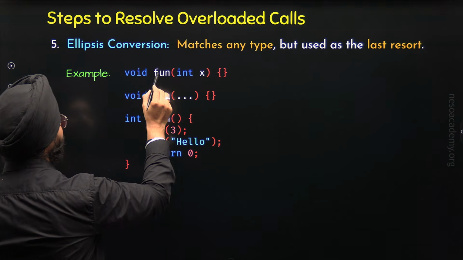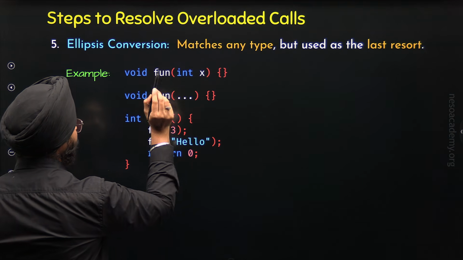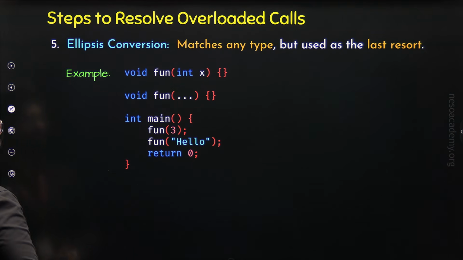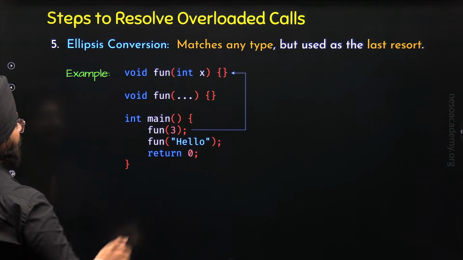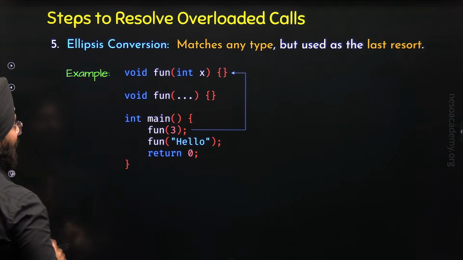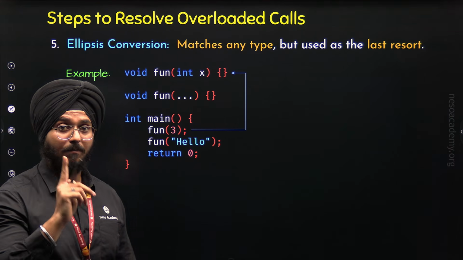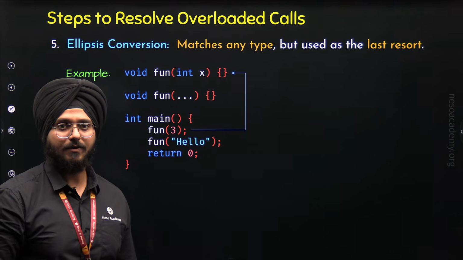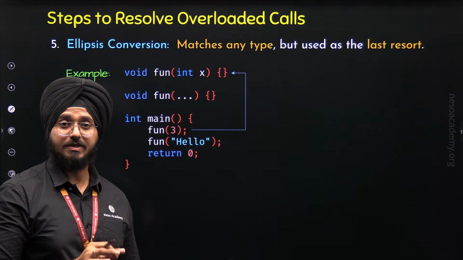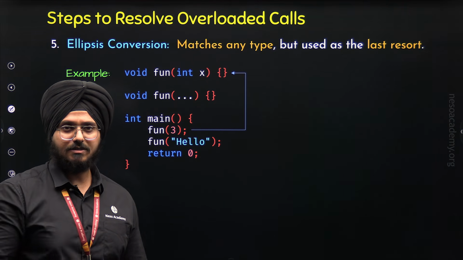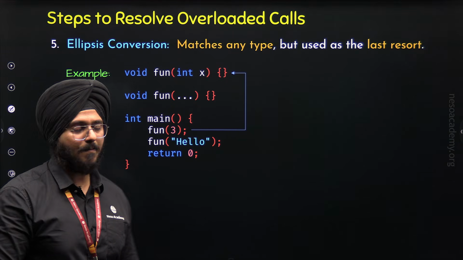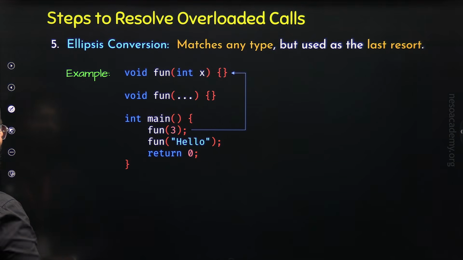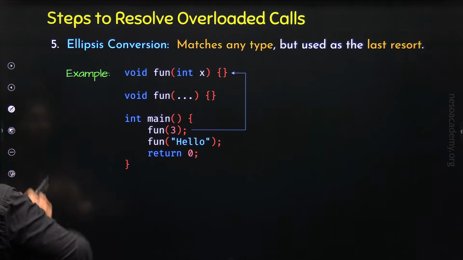Here we already have the function with the parameter of type integer. So clearly this function call will be resolved to this definition because there is an exact match. And we know exact match is the step number 1 performed by the compiler. Compiler always performs these steps in a sequence starting from step number 1 up to step number 5. Step number 5 is the last step. This is the last resort.